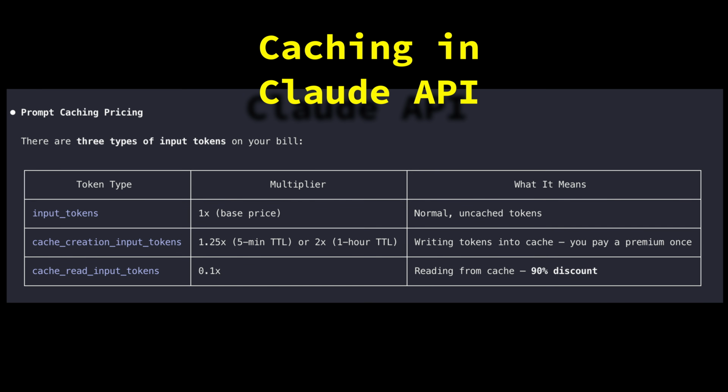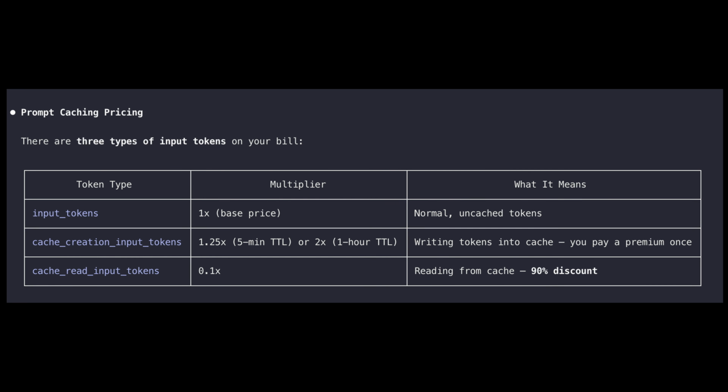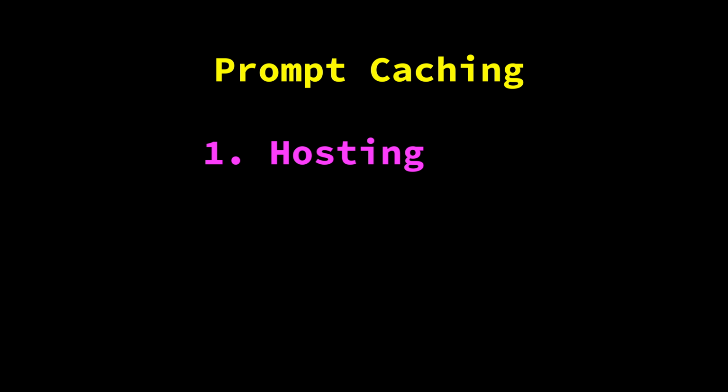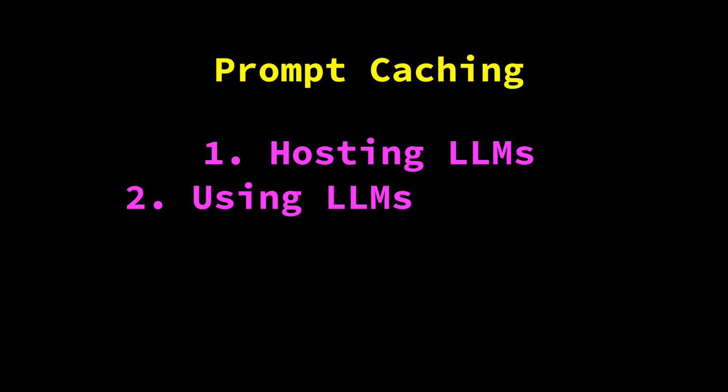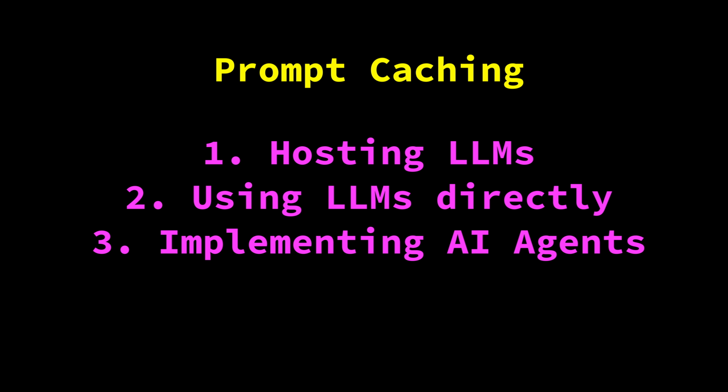Did you know that Claude API, which has a token-based pricing, gives you a 90% discount for effectively reading from the cache? 90%! That's how much compute savings an efficient prompt cache reuse provides for Anthropic and its API users. So we must be aware of context caching when we're hosting LLMs, using LLMs directly, and implementing AI agents.